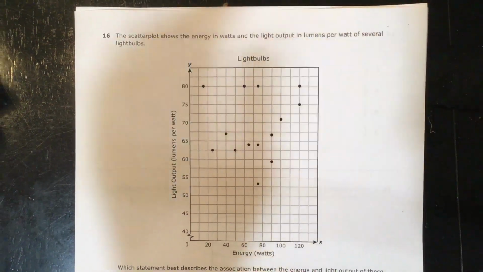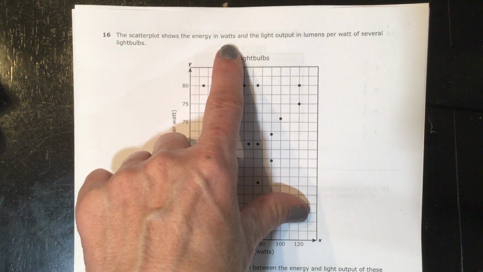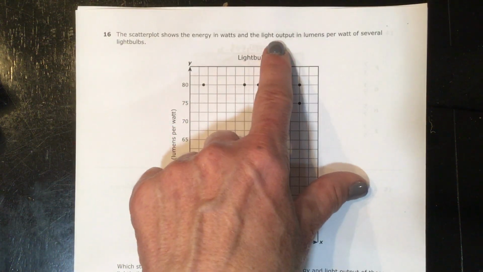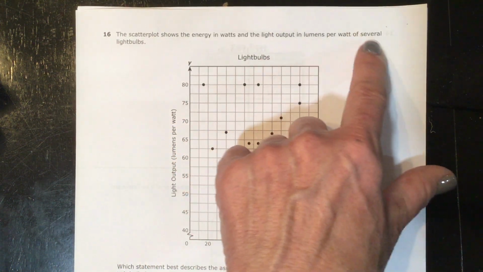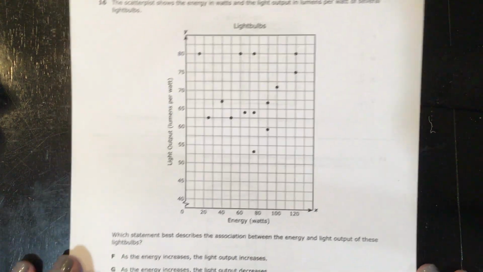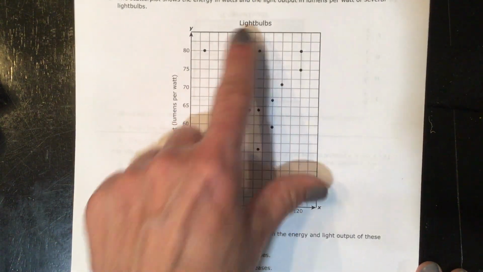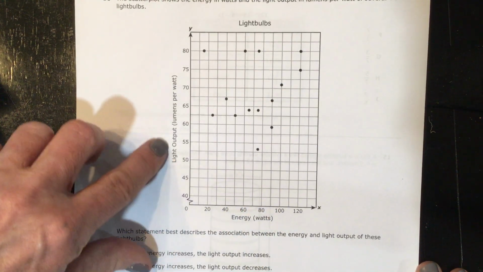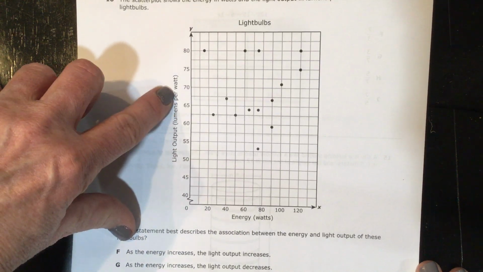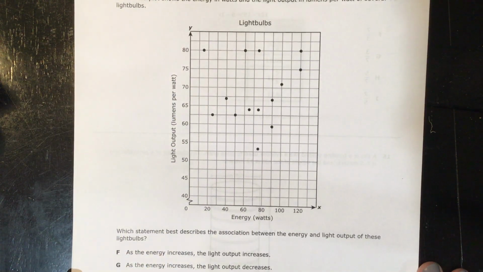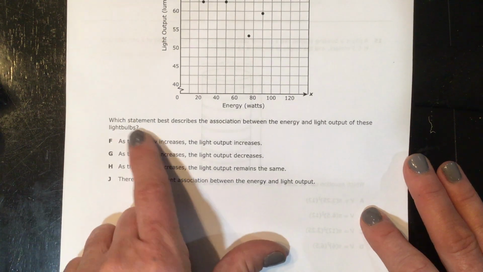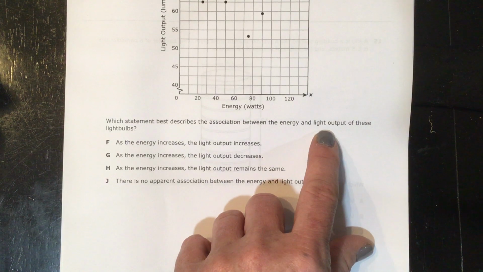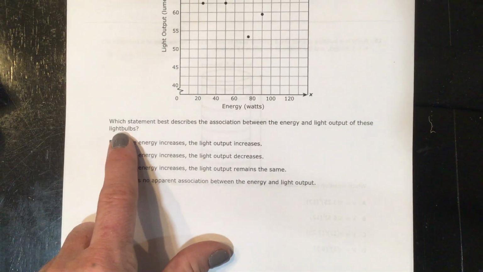Question 16. The scatter plot shows the energy in watts and the light output in lumens per watt of several light bulbs. Which statement best describes the association between the energy and the light output of these light bulbs?